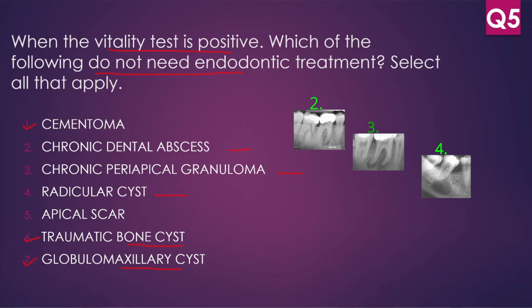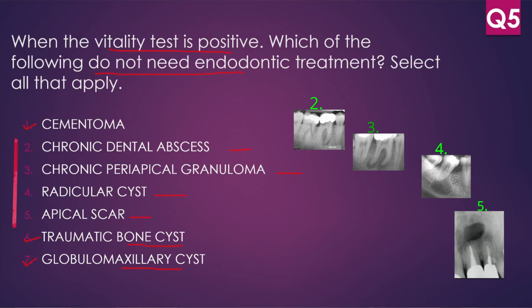Okay. Then what is the apical scar? It is basically scar tissue which is formed after healing. Once you've done the endo treatment, if there was an abscess, granuloma or cyst below a tooth at the apex, and then you do a root canal treatment, then whatever is remaining, when it is still healing, that's what is called the apical scar.